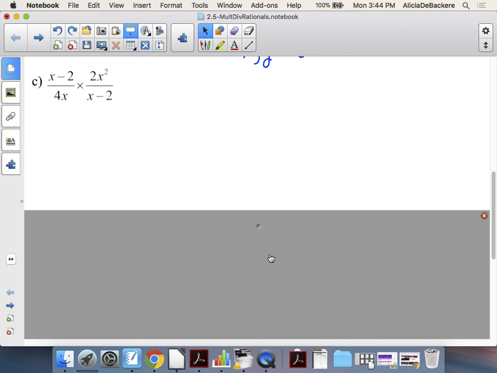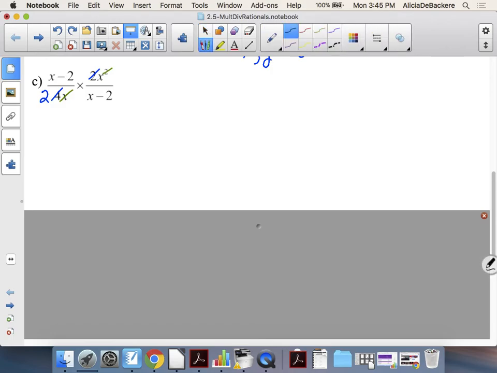So I notice that I have 2 over 4, and these are both multiplications. It was 2 times x squared and 4 times x. So I can cancel that. 2 over 4 is the same as 1 over 2. And then I had x squared on top of x. So again, I can cancel 1x from the top and 1x from the bottom. And I'm just left with an x on the top.